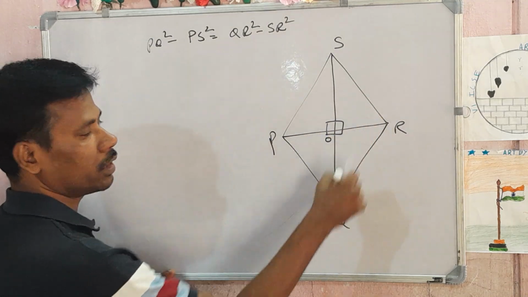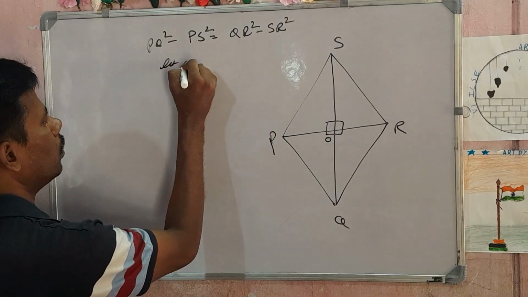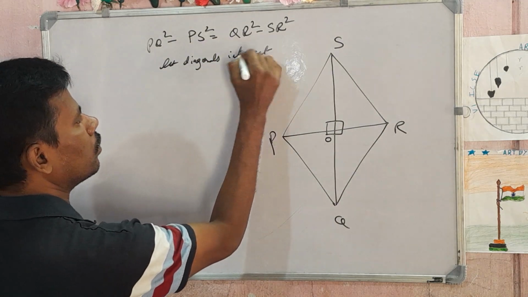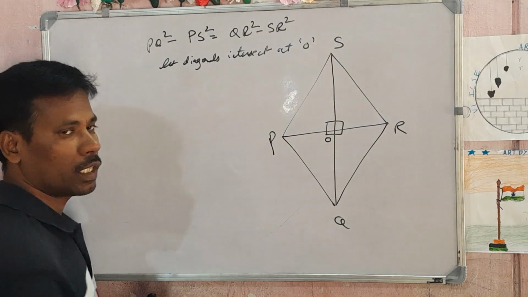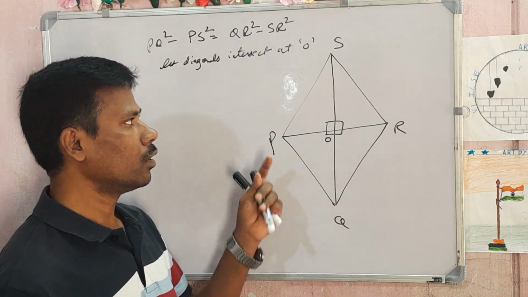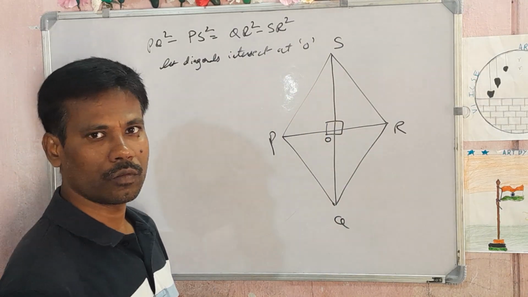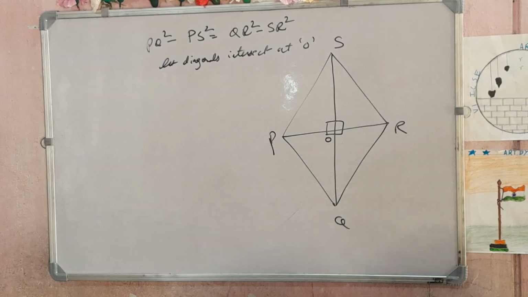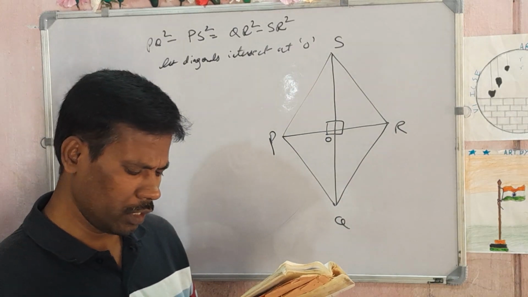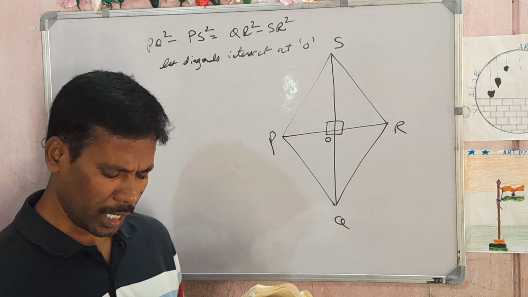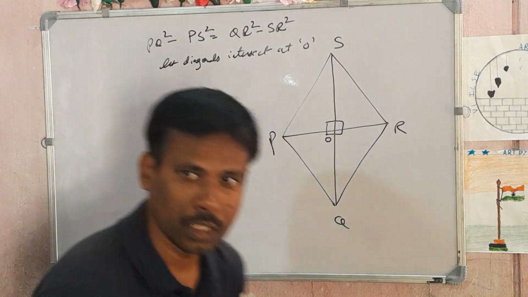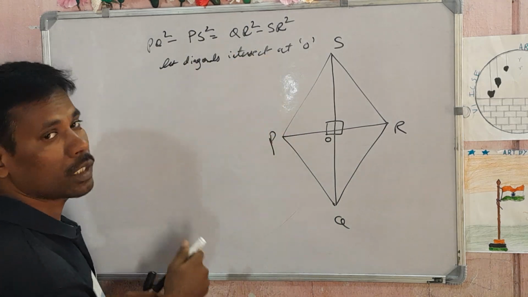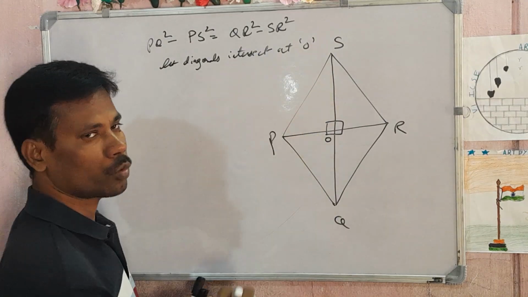So let the diagonals intersect at O. PQRS is a quadrilateral. We don't know what type of quadrilateral, but we know that the diagonals intersect at right angles. Prove that, they are asking, PQ square minus PS square is equal to QR square minus SR square.